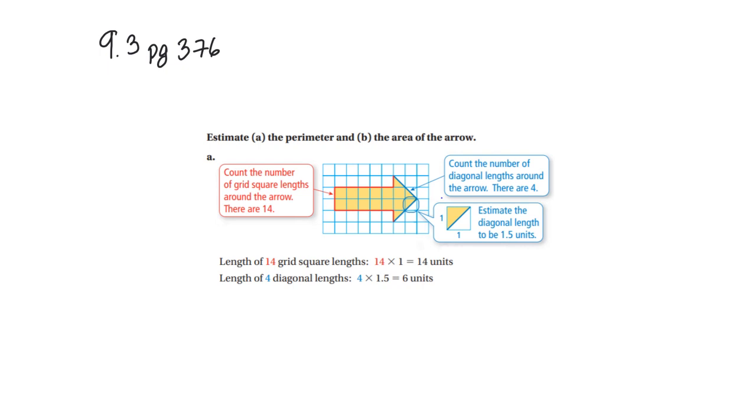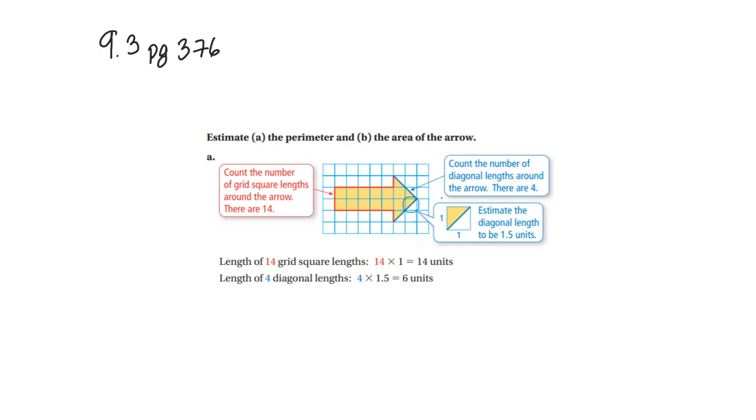So remembering perimeter is adding up all the sides. So we can just go up around this whole shape and add up the sides, right? So that's what they did. If you look over here with the red, they counted all those sides and they got 14. If you look over here at the point where the blue is, these are diagonal.